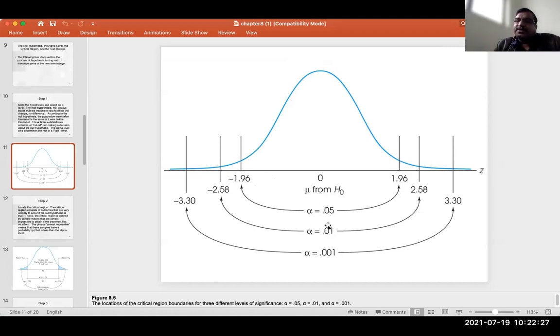And just reverse of that, 1 minus alpha is the confidence level. That means alpha equal to 0.05 means 95% confidence level. That means Z value between minus 1.96 to 1.96. We are going to put the rejection region outside. You are confident for the 95%, right?